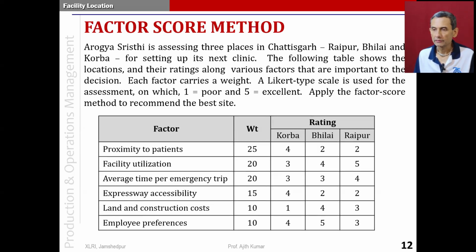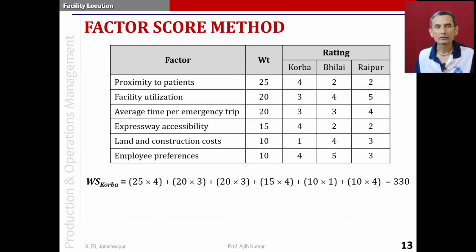What we do is we compute a weighted score for each proposed location. For example, the weighted score for Korba is the score that Korba is given on the first factor multiplied by the weight of that factor, plus the score that Korba is given on the second factor multiplied by the weight given to that factor, and so on. In other words, the score that Korba gets is a weighted score of the ratings it has got on the different factors along the scale multiplied by their respective weights.